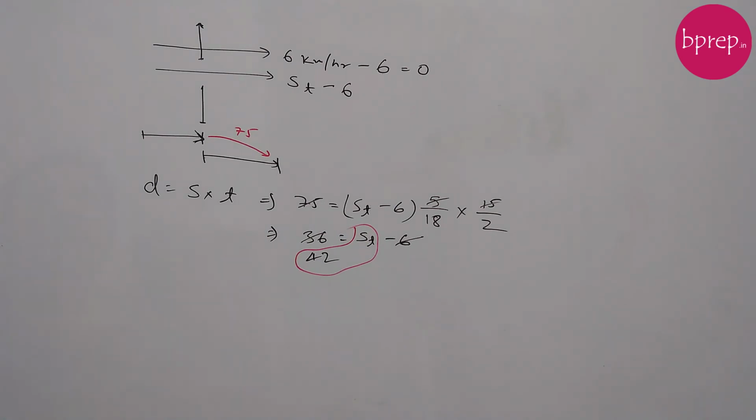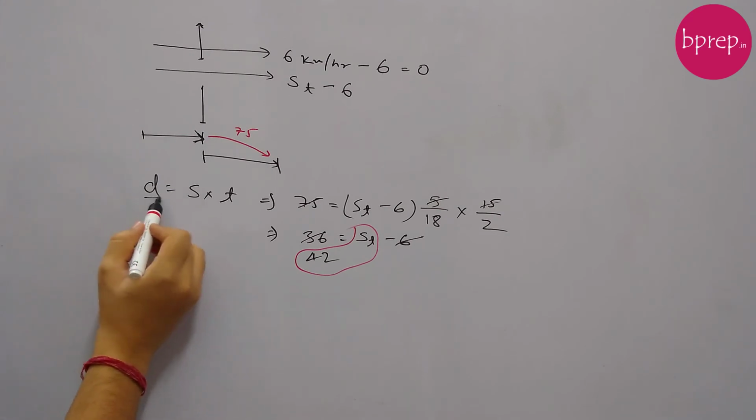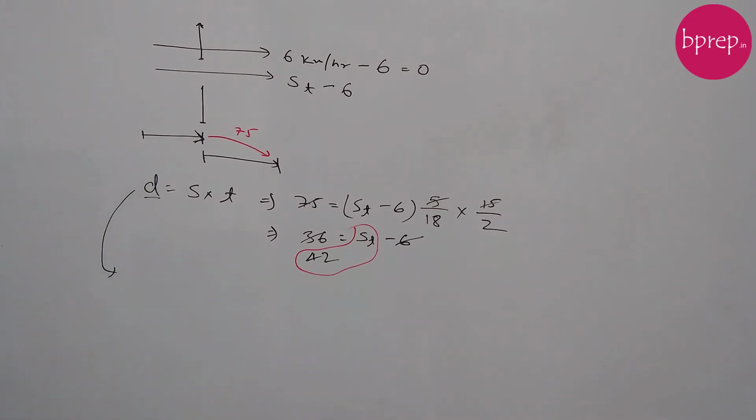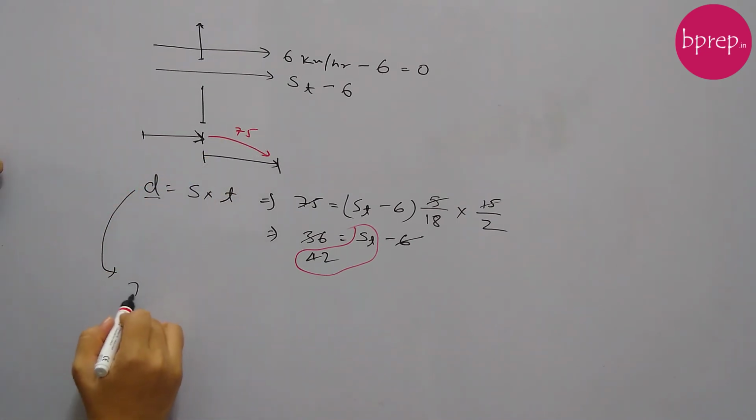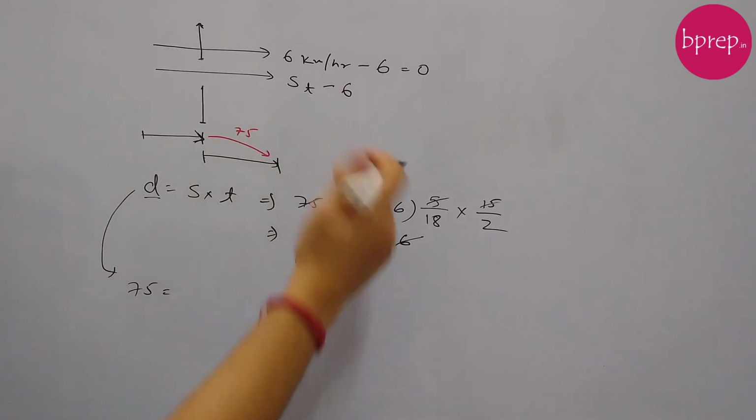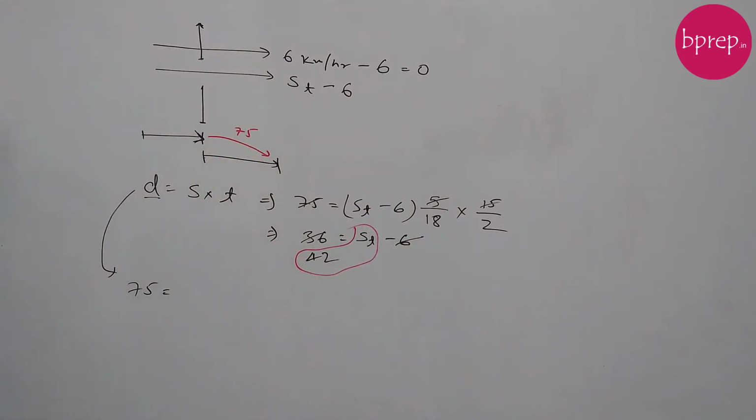Now it is also given that subsequently it overtook a second person and passed him in 6 whole 3 by 4 seconds. So a second case is given. In that second case also we will apply the same formula. The distance of the train is the same, 75 meters. The speed of the train: here we took st minus 6. Now we need to find the speed of the second person. Let's say the speed of the second person is x. So the speed will be st minus x.